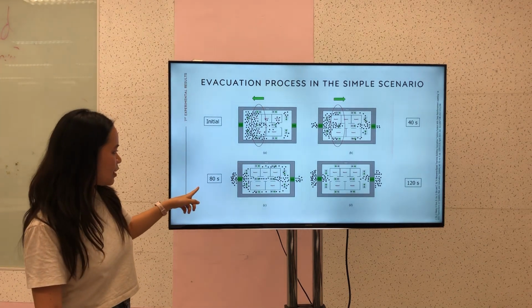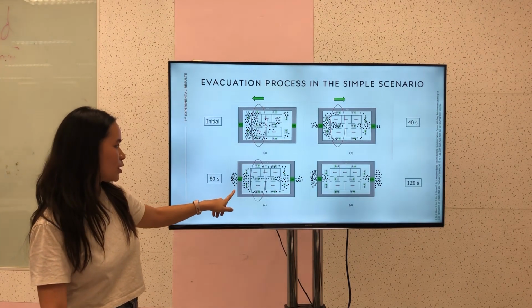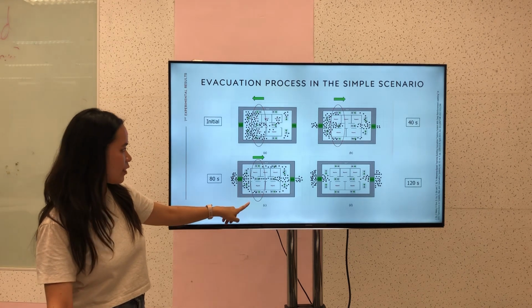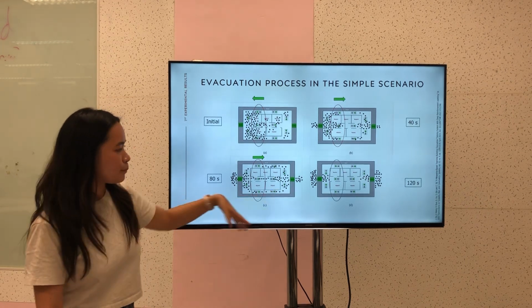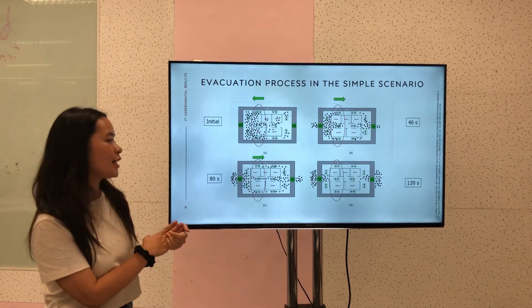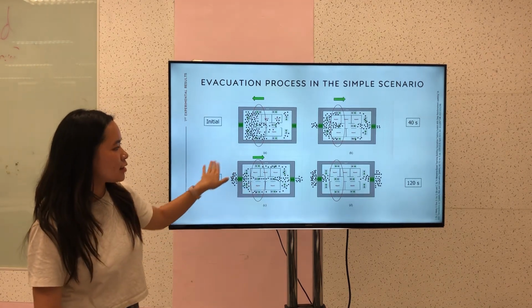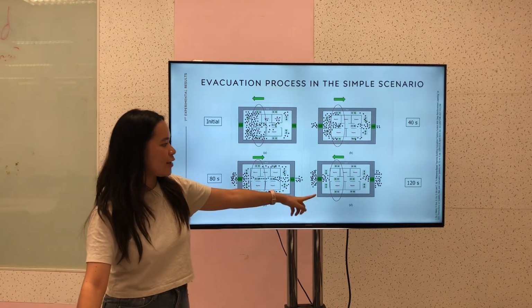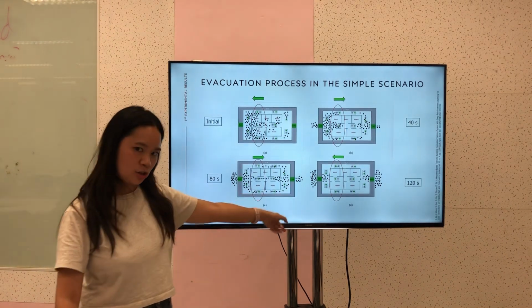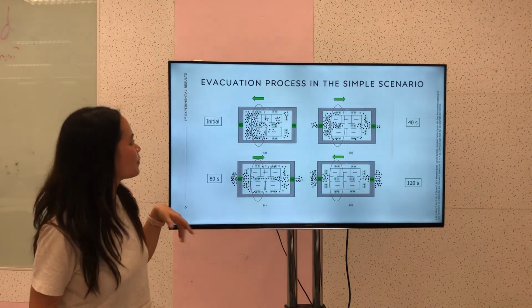At 80 seconds, it still thinks that exit 1 is really crowded. So if you're in this area, go to the right. And then at the 122nd second, when most people have already escaped the building, it changed the sign back, like okay, if you are in this area, you should go to exit 1 because it's shorter and they escape with a better reward.